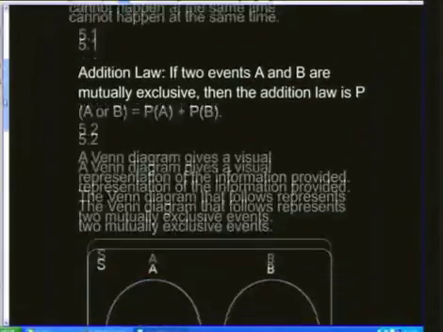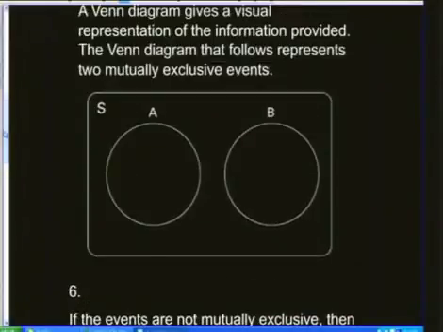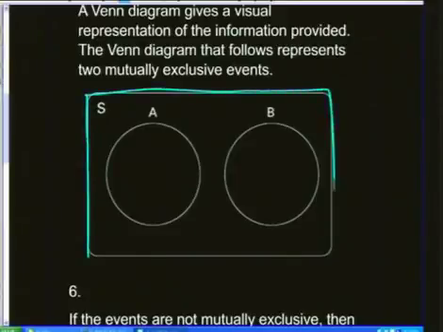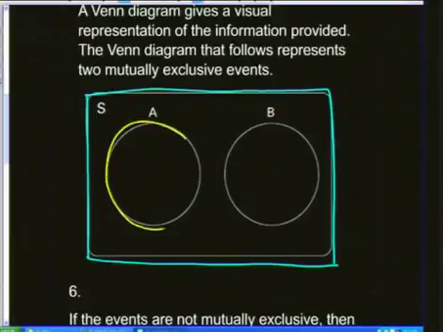Now, let's look at the picture first. Here is a sample space. This is probability theory, so we often draw the sample space in a rectangle, and we will draw the events that can happen in circles. This would be event A, and this would be event B.